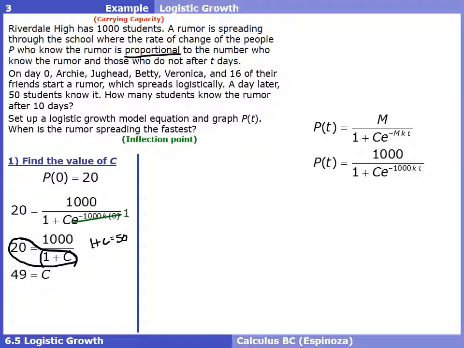So kind of just keep that in mind. Okay, now that we know what the c value is, we can plug it in, and now our logistic growth model looks like this below. It's still not quite complete because we need that k value, but we're getting closer to that step.